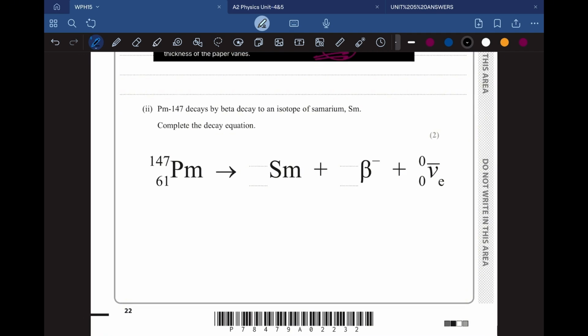Now in terms of doing this one, you guys will have to understand and know the electronic configuration of this beta, which is 0 minus 1. If this is 0 minus 1, then this will become 61, because 62 minus 1 is 61, right? And this will be 147 because 147 plus 0 is 147.